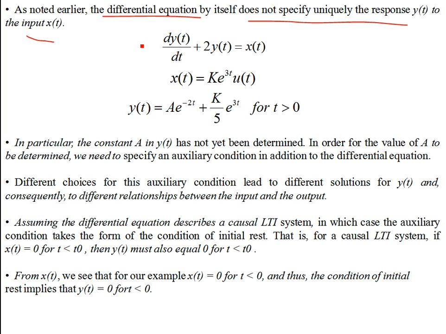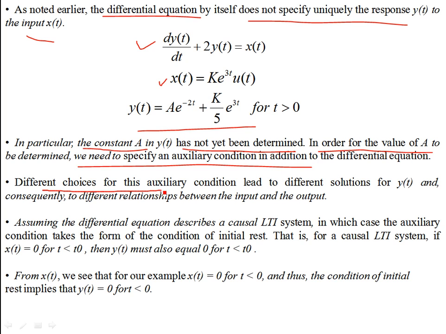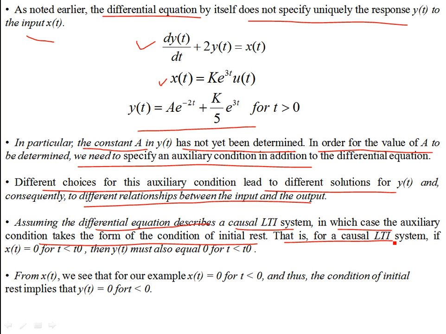So this was the differential equation. For the given input, we have found the output, which consists of two parts, particular and homogeneous. In particular, the constant A in y(t) has not yet been determined. In order to find the value of A, we need to specify some auxiliary conditions. Different choices for these auxiliary conditions lead to different solutions and consequently different relationships between the input and output. So assuming the differential equation describes a causal LTI system, in which case the auxiliary condition takes the form of the initial condition at rest. That is for the causal LTI system.